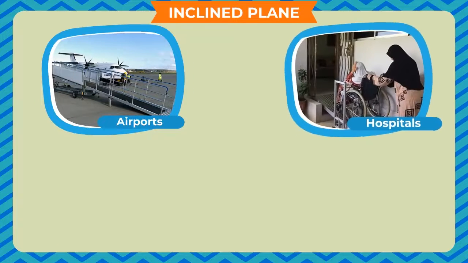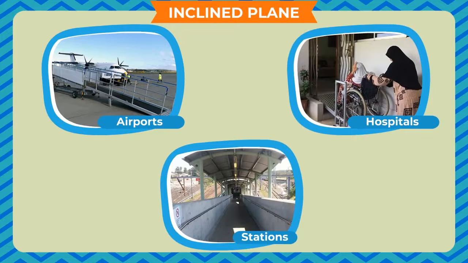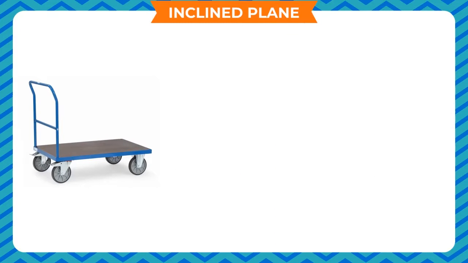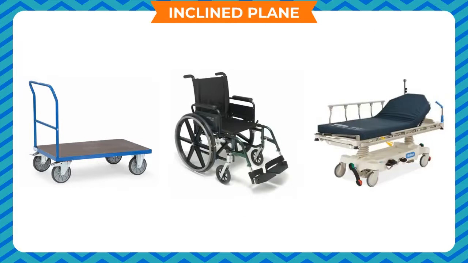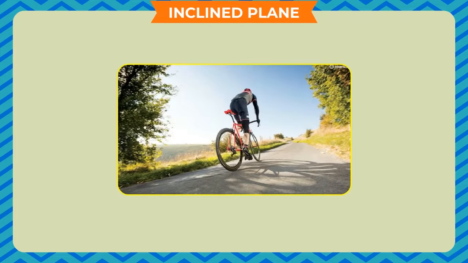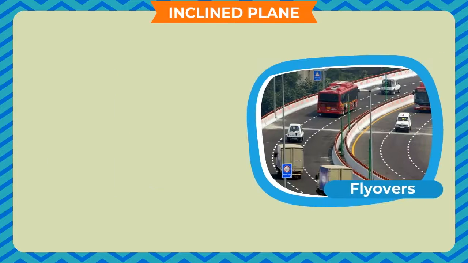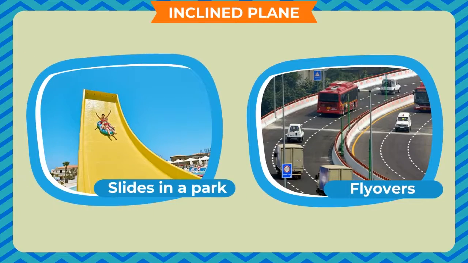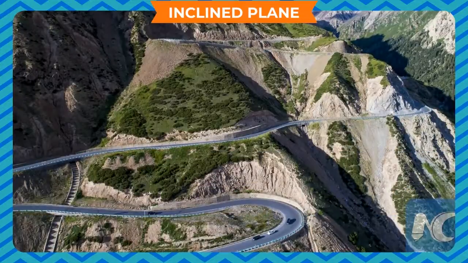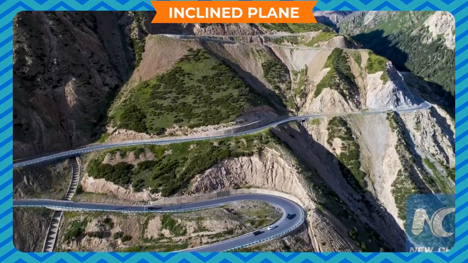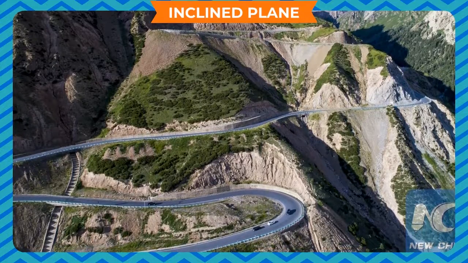In airports, hospitals, and stations, ramps are provided to push up trolleys, wheelchairs or stretchers, etc. easily. You can move your bicycle to a higher place if there is an inclined plane. Even flyovers and slides in a park are inclined planes. Have you seen a winding mountain road? It is also an inclined plane.